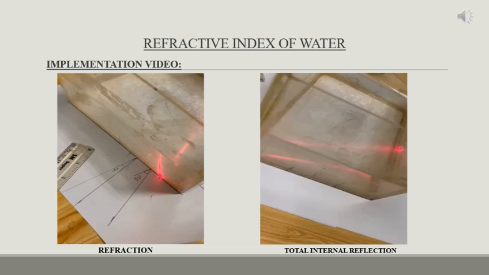Total internal reflection occurs when light travels from a medium with a higher refractive index to one with a lower refractive index, like from water to air. If the angle of incidence is greater than the critical angle, the light does not exit the water but is completely reflected back inside.